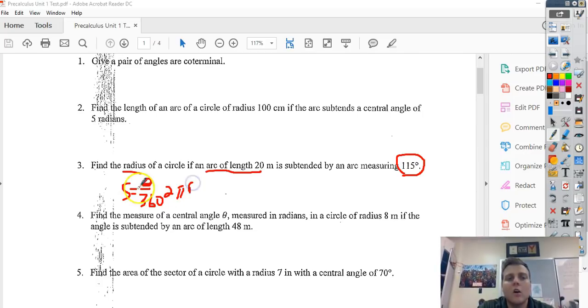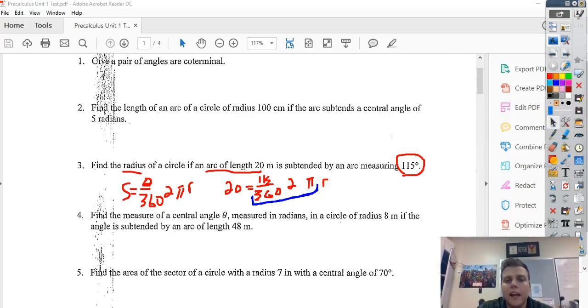Okay, now I know what S is. S is 20, so I say 20 is equal to theta, which is 115, over 360 times 2 pi, and then r. I don't know what r is, so now I need to solve for r. You might remember that when we did this before, anytime I'm trying to solve for a variable that has a bunch of stuff multiplying together in front of it, I just multiply all this stuff together first, and then I can just divide both sides by this big number that I'm going to get.